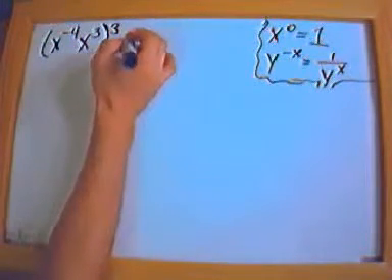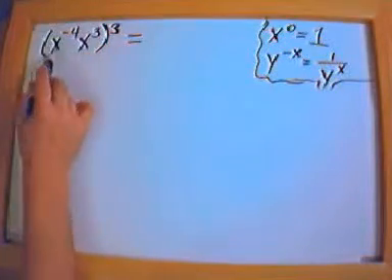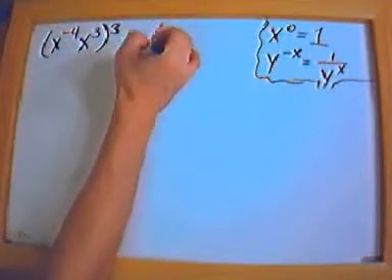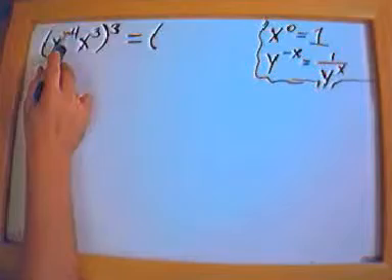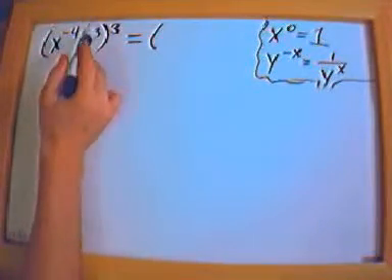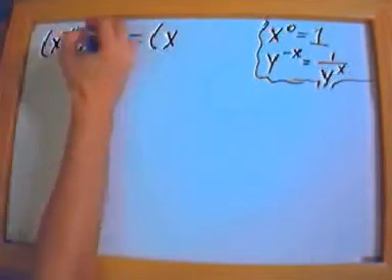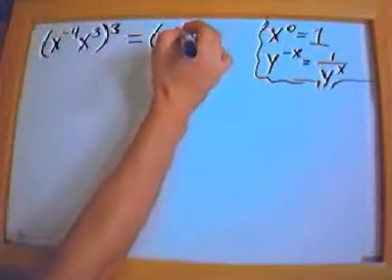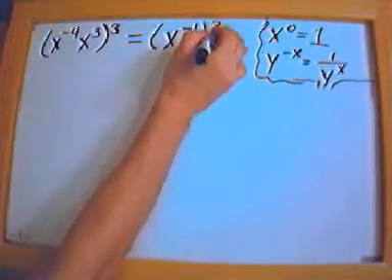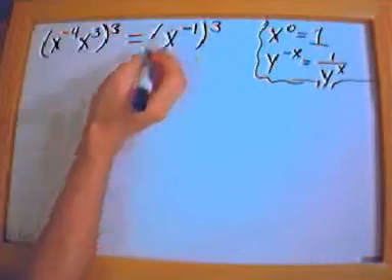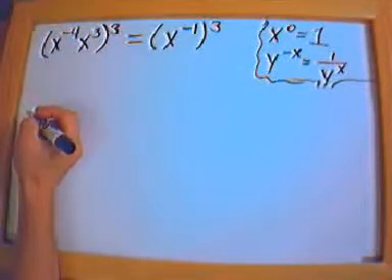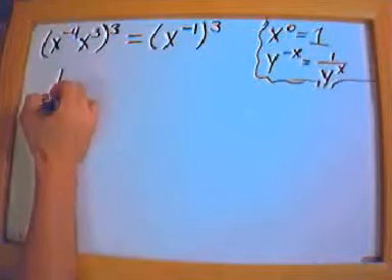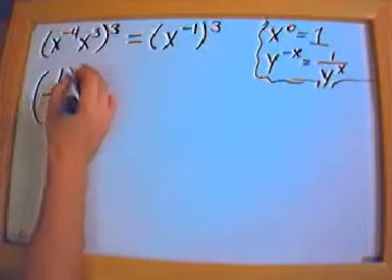Okay, how am I going to go ahead and do this? Well, first, I'm going to simplify the inside. I've got x to the minus 4 times x to the 3rd. I can simplify that by adding these 2 exponents. Negative 4 plus 3 is negative 1, and this is all raised to the 3rd power. X to the negative 1 is simply 1 over x, and this is all again raised to the 3rd power.